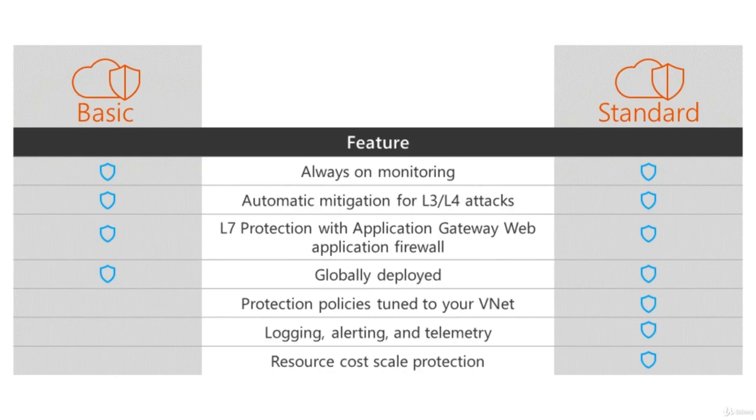Now, if you upgrade from the basic level to standard, you are going to get policies that are tuned to your specific virtual network. You'll get additional logging, alerting, and telemetry that you can tap into. And it can basically detect that your resources are eating up a lot of cost. And basically that becomes a denial of service attack. If someone's making hundreds of thousands of requests to your Azure function, and that's outside the normal standard, then they're basically eating into your costs, and so you can use that for denial of service attack protection.